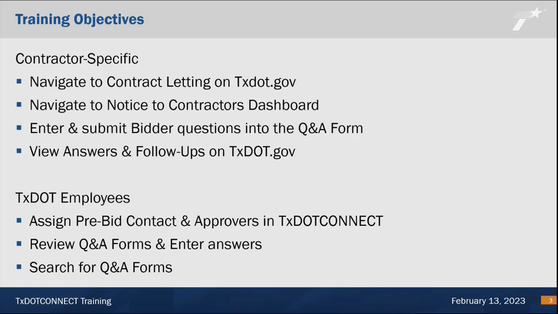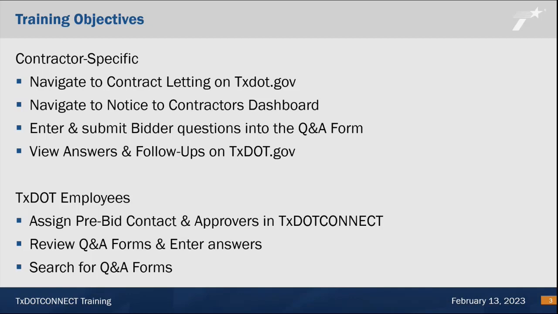And like I said, you're welcome to stick around for the next part, because then we're going to explore what TxDOT employees are going to see on that TxDOT.Connect end. The thing is, when it comes to being able to review these questions from our contractors, we have to do some work in advance. And that's making sure that we have people assigned to any given project, a CCSJ, that are going to be those who actually review and then respond to these questions. So we're going to have to go set up who those people are in any given project.